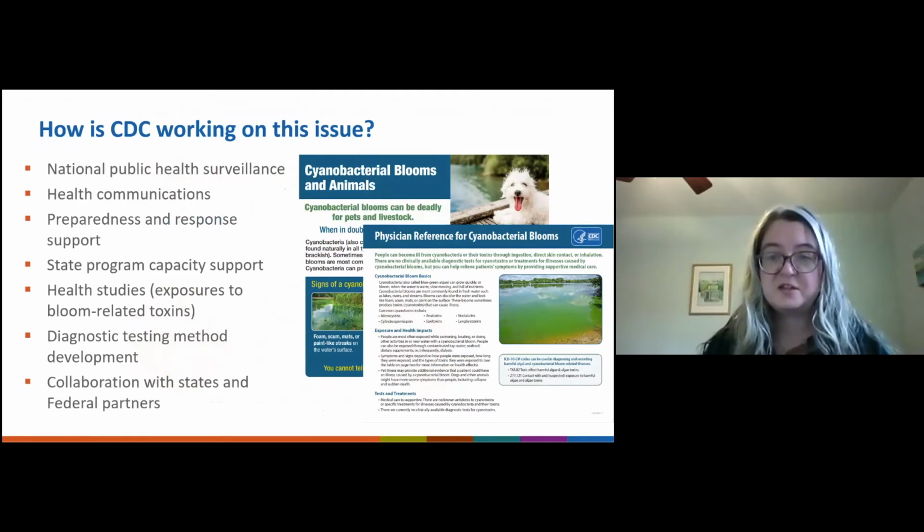One of these is national public health surveillance, which will be the focus of today's presentation. CDC also develops health communication tools and resources to raise awareness and increase knowledge about HABs, provide public health-related technical assistance for preparedness and response during HAB events, and support state HAB program capacity building efforts. Additionally, CDC conducts health studies to understand exposures to toxins, develops diagnostic testing methods for toxins, and collaborates with state and federal partners through work groups and other activities.